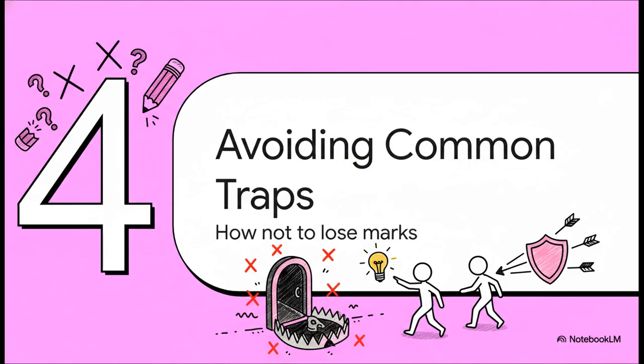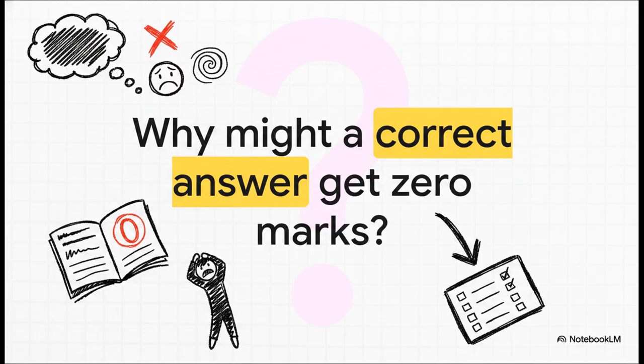So, understanding the rules is one thing, but what about those simple mistakes that cost students so many valuable marks? Let's talk about how to avoid some of the most common traps. You know, it's probably one of the most frustrating things that can happen in an exam. You are certain you wrote down the right answer, but you still got 0 marks for it. So why on earth does that happen?